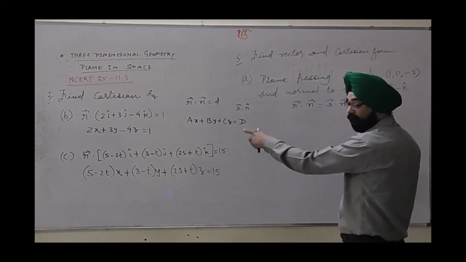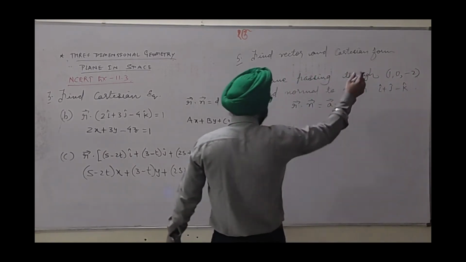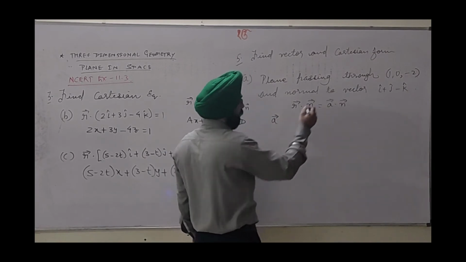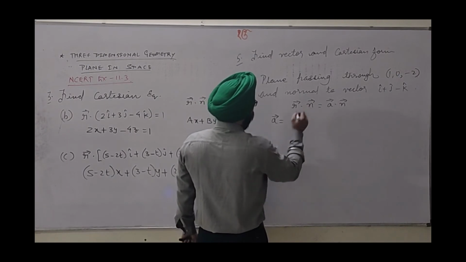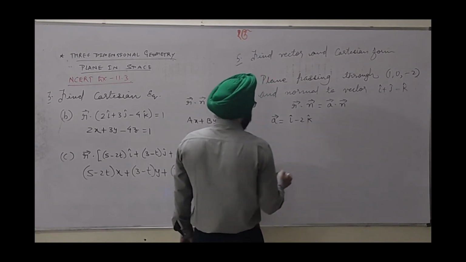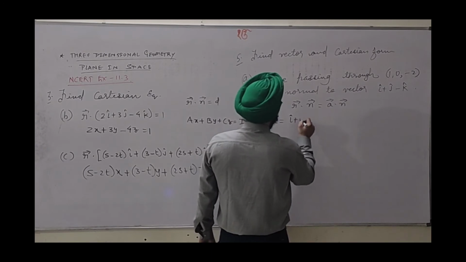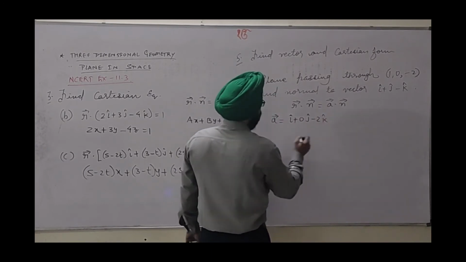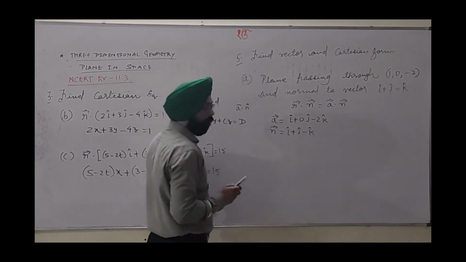Recently I was discussing the same. n vector means the vector which is perpendicular to the plane, the normal vector. a vector is the position vector of the point used here. So according to the given theory, these coordinates can be taken as the components of that point. a vector will be written as 1i plus 0j minus 2k. This way you can write, or if you want, you can even write j with 0, it doesn't matter. n vector is already given, i plus j minus k.